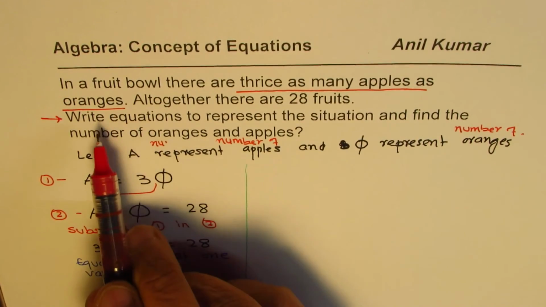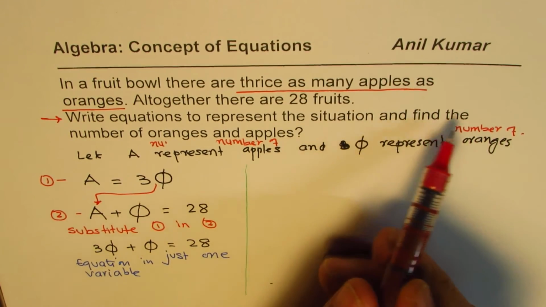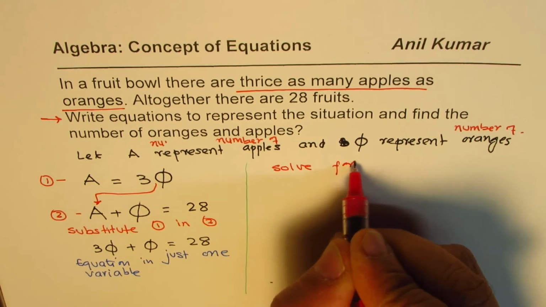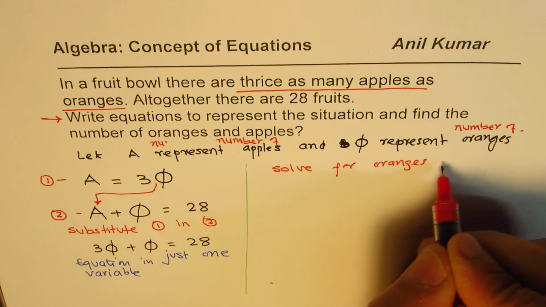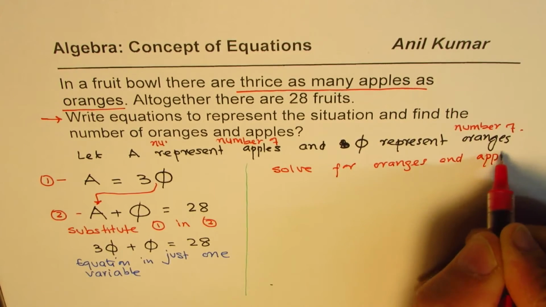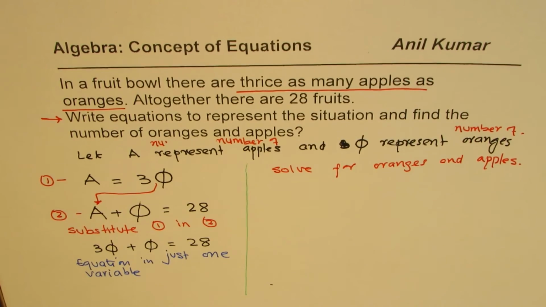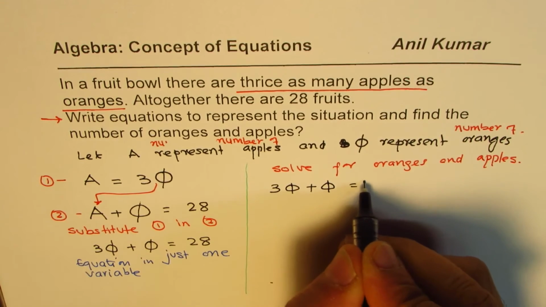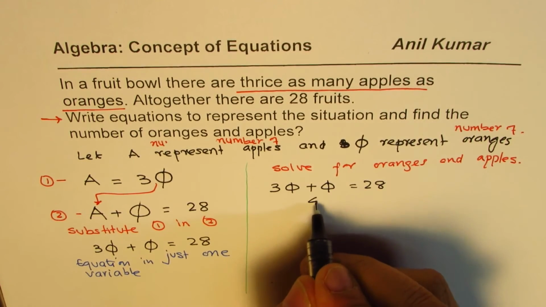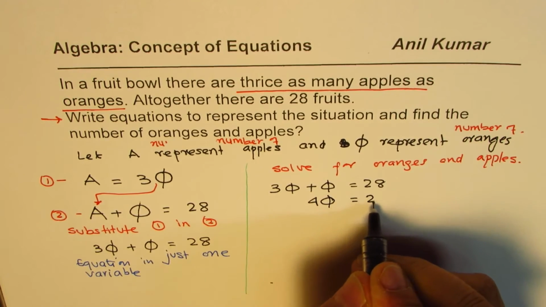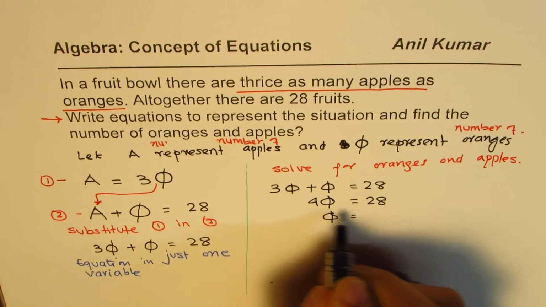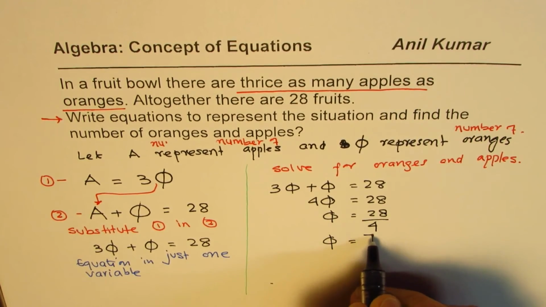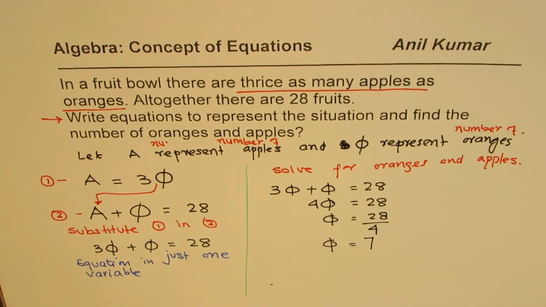We have already written the equations. Write equations to represent the situation and find the number of oranges and apples. So let's solve for oranges and apples. Okay. So what we know here is that 3 times oranges plus oranges is equal to 28. So 3 and 1 is 4. So 4 oranges will be 28. So number of oranges will be, we can divide 28 by 4. And so we get number of oranges as 7. So we have 7 oranges.